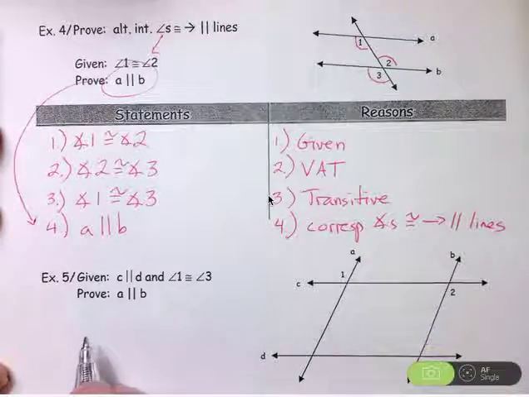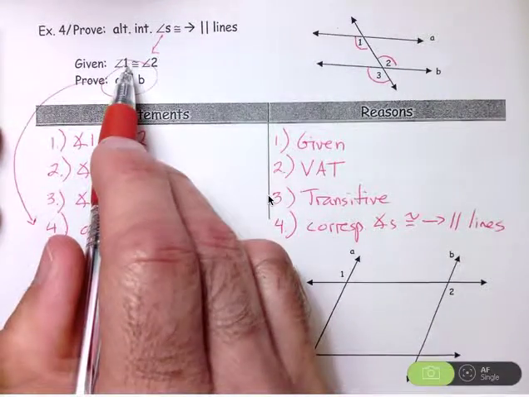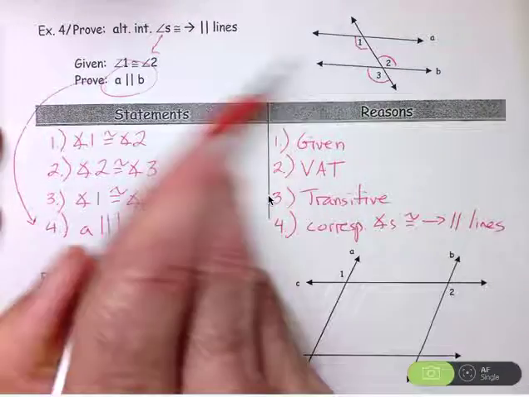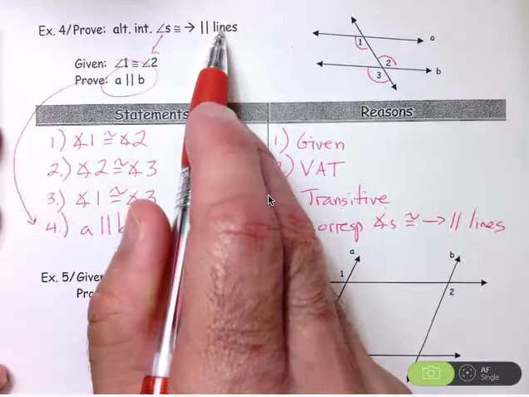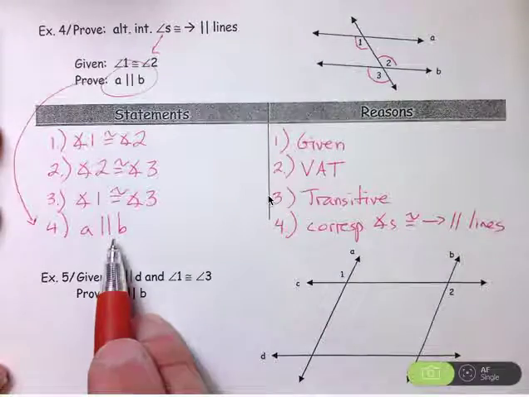And now we're done. So it is true, starting with two alternate interior angles like 1 and 2, knowing that those are congruent, that's good enough now to conclude that we have parallel lines.